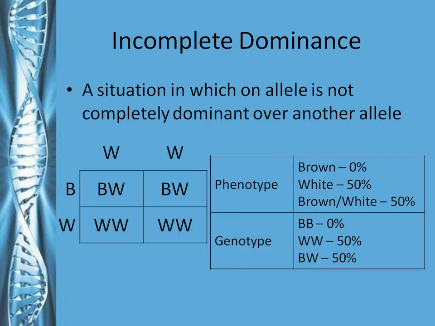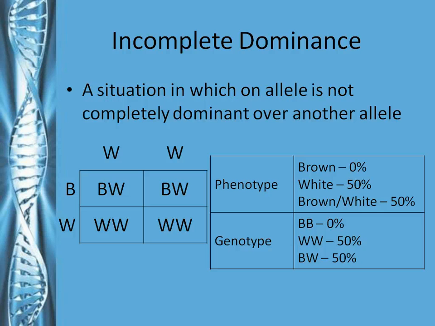Now we'll take a look at the idea of incomplete dominance. This is a situation in which one allele is not completely dominant over another allele. And so this is kind of an interesting situation where we can actually get both expressed at the same time. An example we saw in the book was the brown and the white chicken, or the black and white chicken.